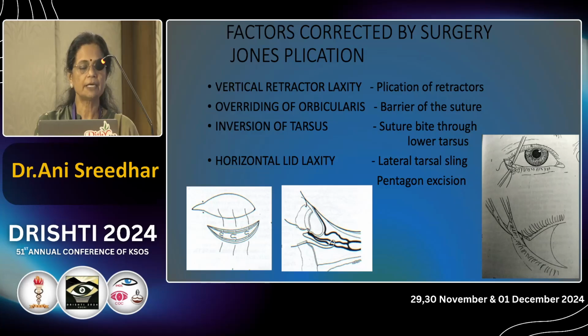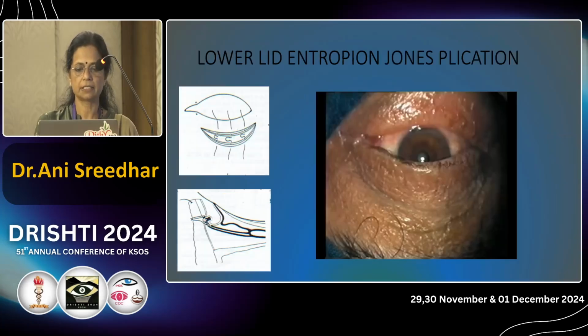So Jones plication is what we usually do. And what all do we correct here? The vertical retractor laxity is corrected by the plication of the lower lid retractors. The barrier of the suture prevents the overriding of the preseptal over the pretarsal orbicularis. The inversion of the tarsus is prevented by a suture bite through the lower tarsus, and the horizontal lid laxity can be corrected by a lateral tarsal sling or a pentagon excision.